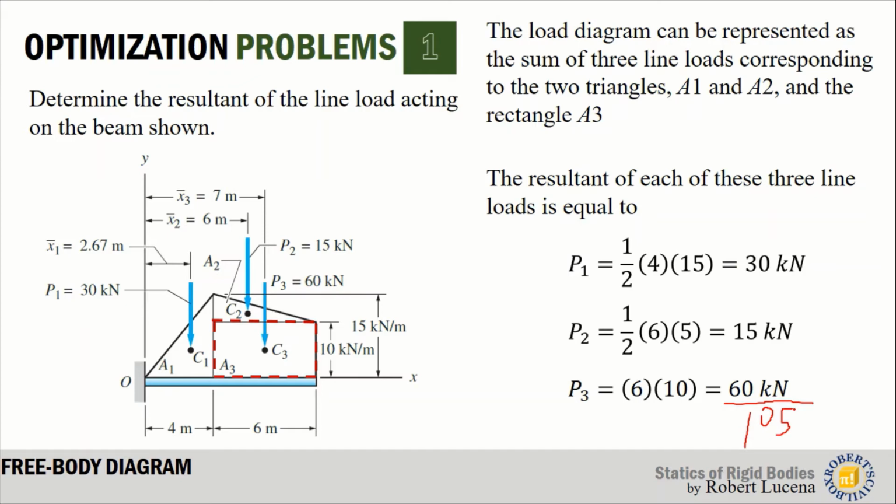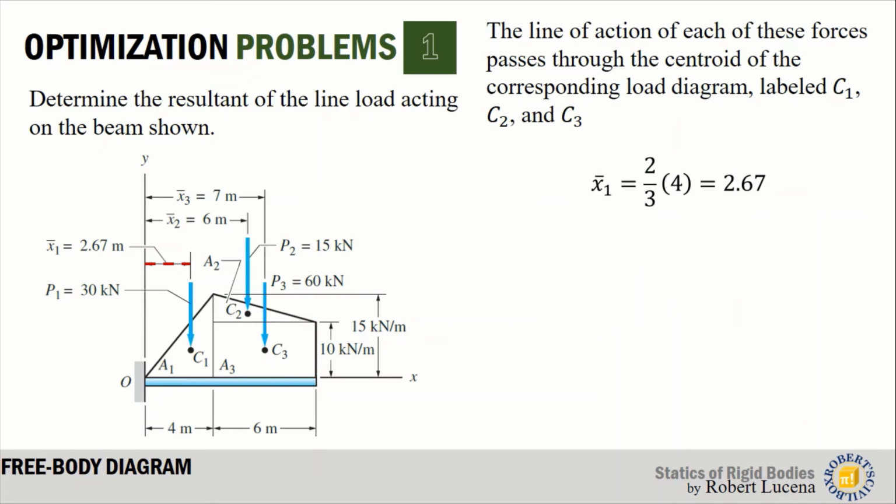So since we already have the resultant force, the next question is, where is the line of action of the 105 kilonewton resultant force? Now to do that, let us first determine the location of the line of action of each of P1, P2, and P3. Okay? So from our theory, the moment induced by P1, P2, P3 is equal to the moment induced by the resultant force. So it is necessary for us to get the moment of P1. But before we do that, let's determine the line of action of P1.